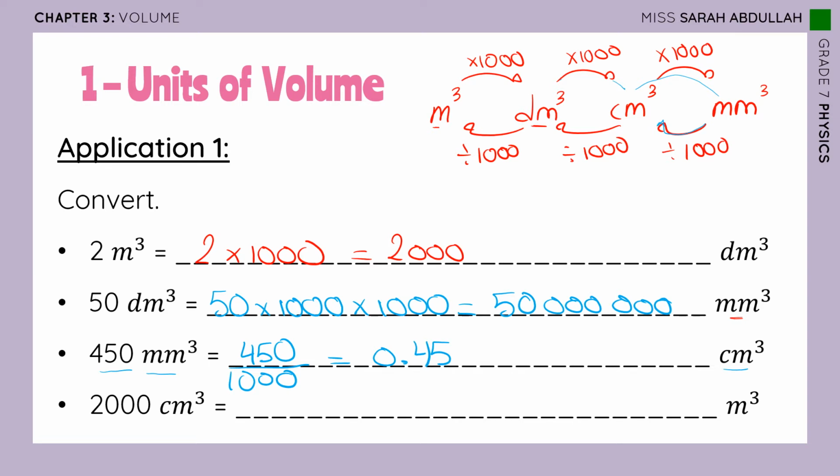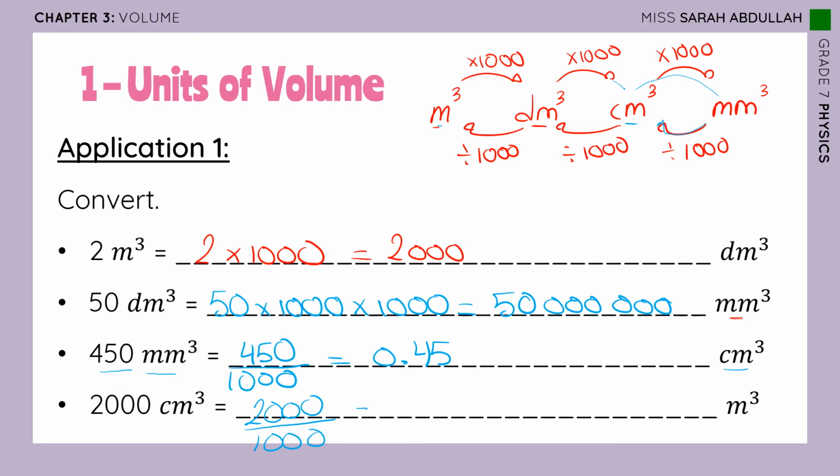And the last one, 2,000 centimeter cube, or cubic centimeter, equals how many meter cube? So from centimeter cube to meter cube, I divide by 1,000 and then I divide by another 1,000 because I have to take 2 steps to reach meter cube. So let's do each step alone, okay? As I said, with division, let's do each step alone because I don't want you to make a mistake.